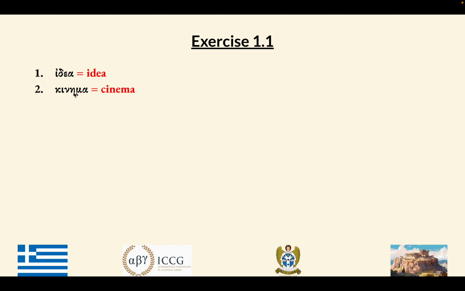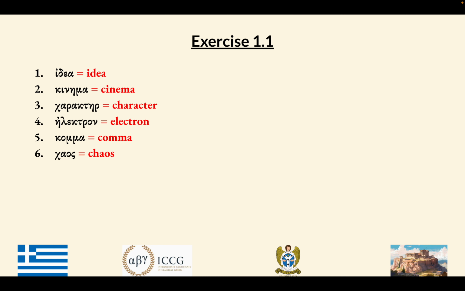Just notice here you have a long E, right? So the letter E in English can be expressed by either the Greek epsilon, this one in idea if it's a short E, or this one, the eta, if it's a long E. Then character, then electron, then comma, then chaos.